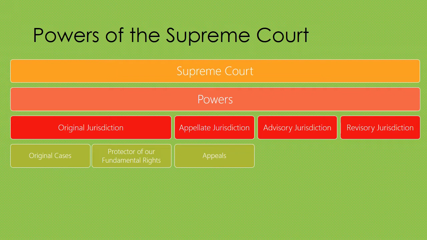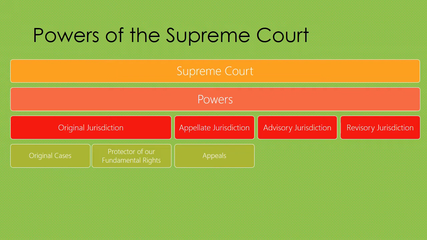Original jurisdiction. There are certain cases that can only be decided by the Supreme Court. They have to originate in the Supreme Court and are thus known as original cases. Among these are disputes between the union government and one or more state governments, then disputes between two or more state governments, and the cases concerning the violation of constitution by the government or anyone else. In this way, the Supreme Court functions as a protector of our fundamental rights.